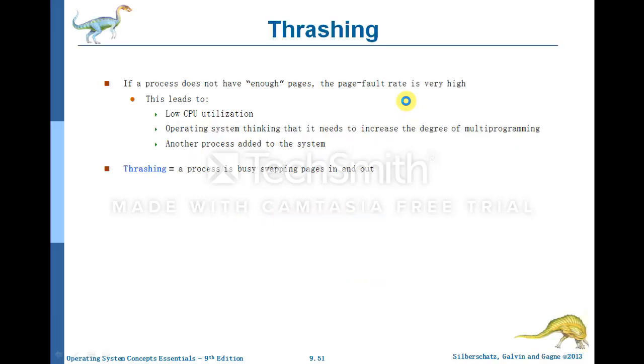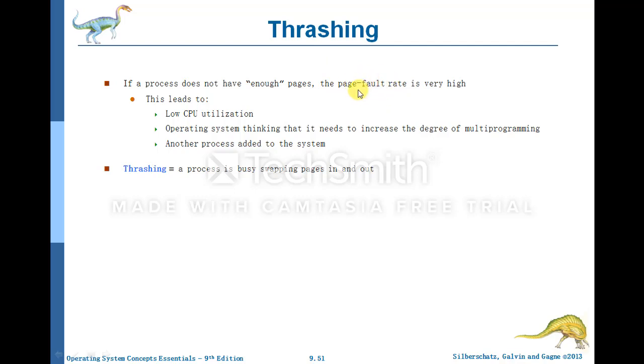First is thrashing. If a process does not have enough pages, the page fault rate is very high. That is one of the concepts of thrashing. So first, let us recall what a page fault is. A page fault occurs when the demanded page is not present or not located in main memory.